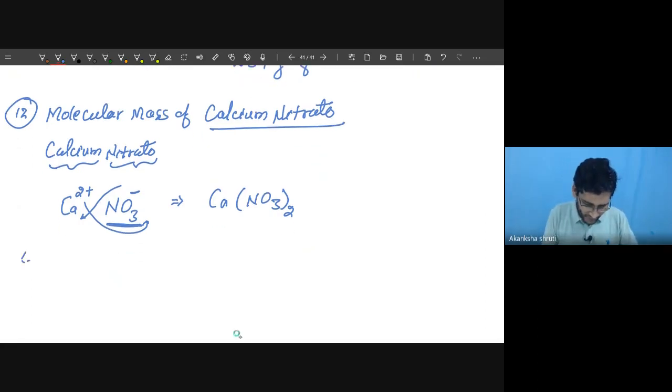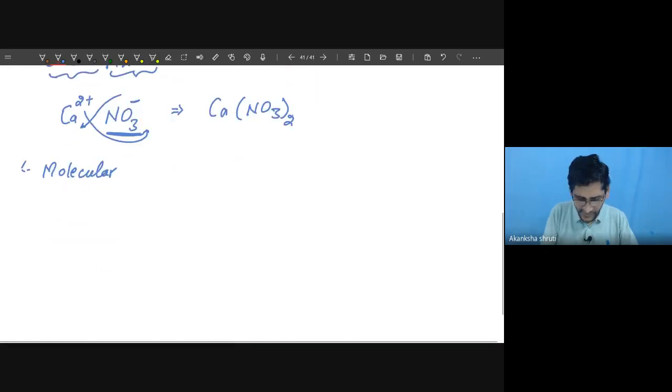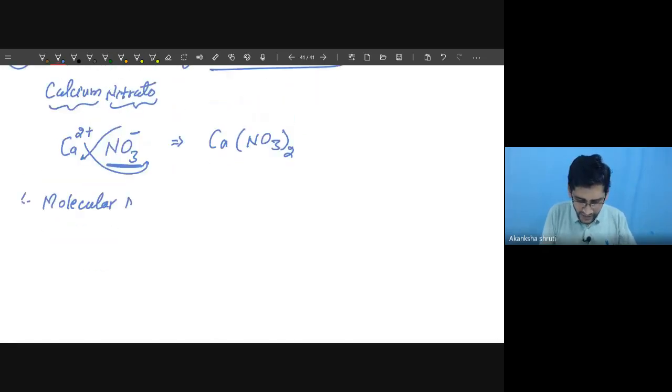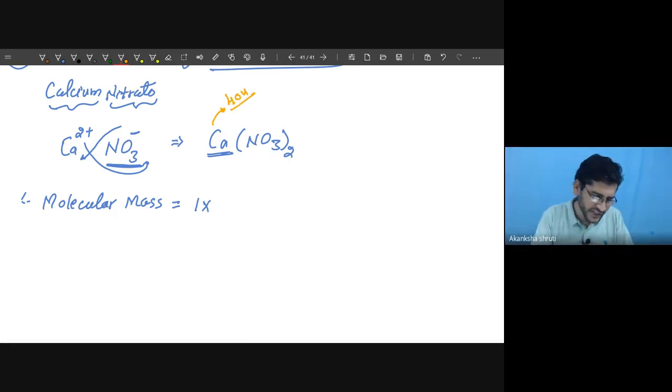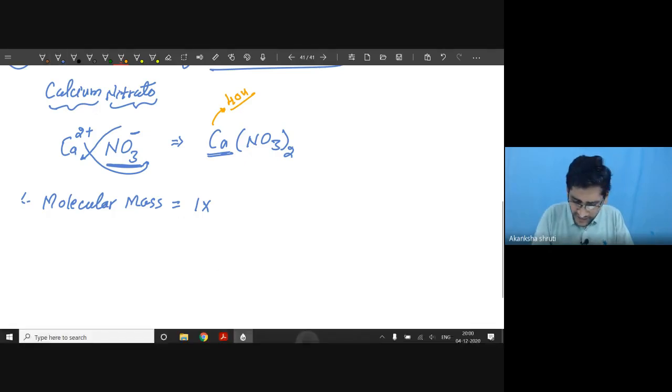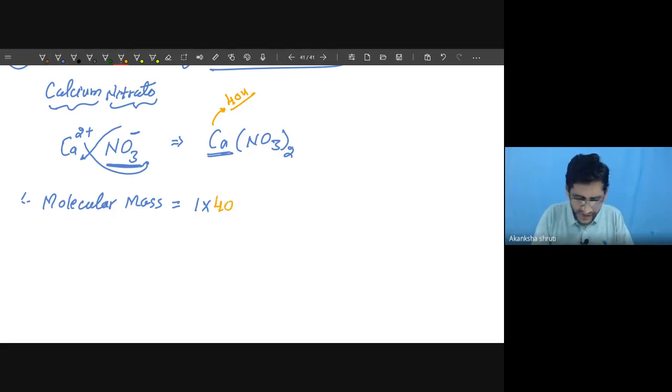Therefore, molecular mass. How we can get the molecular mass? Student, start with the first atom, the calcium. How many calcium atoms are there? Only 1 atom. And the mass of the calcium is how much? Can you tell me? Calcium is 40 U. Very good. So this 40 U we need to put here. So 1 multiplied by 40. So this calcium is now over.